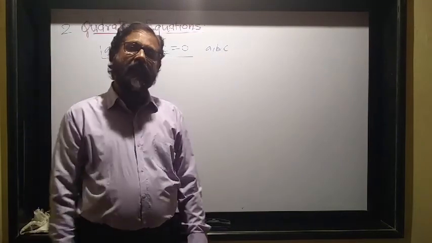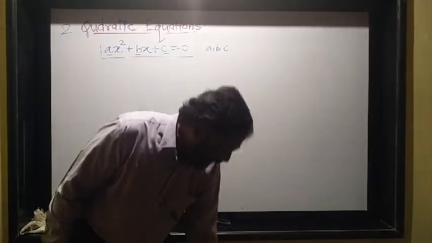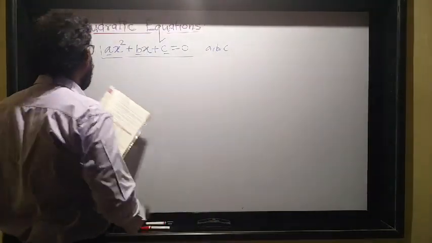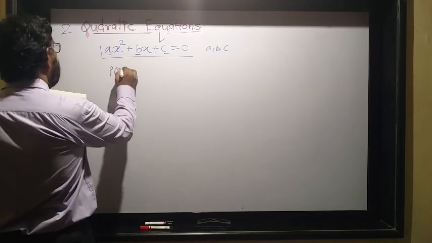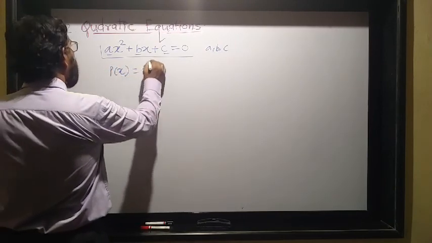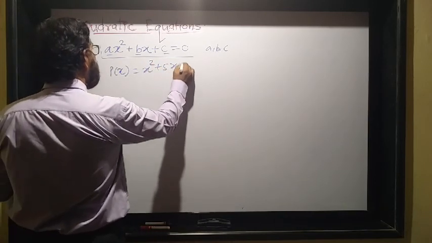So here we will see how to find out. Now we will consider one example here, that p(x) is equal to x square plus 5x plus 6.